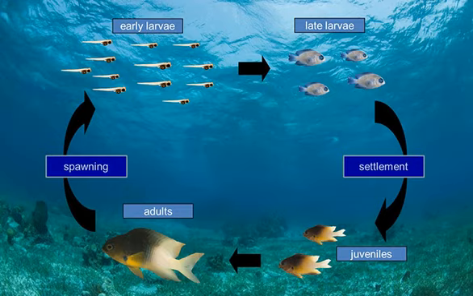29. Characteristics of a stock. A. Subset of one species. B. Same growth and mortality parameters. C. Inhabiting a particular geographical area. D. All of the above. Answer D. All of the above.